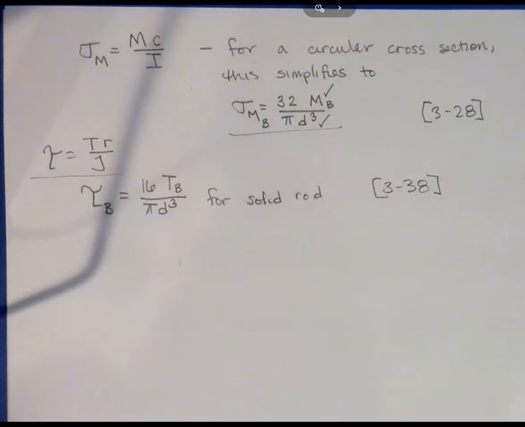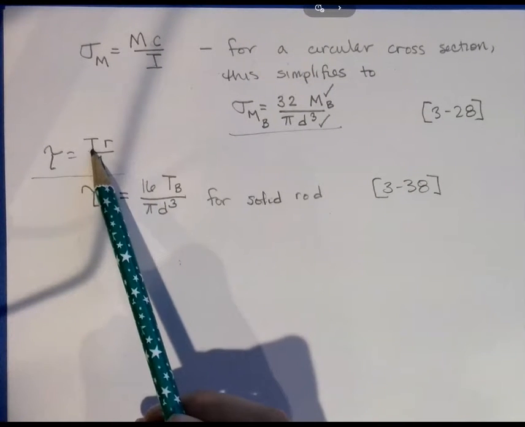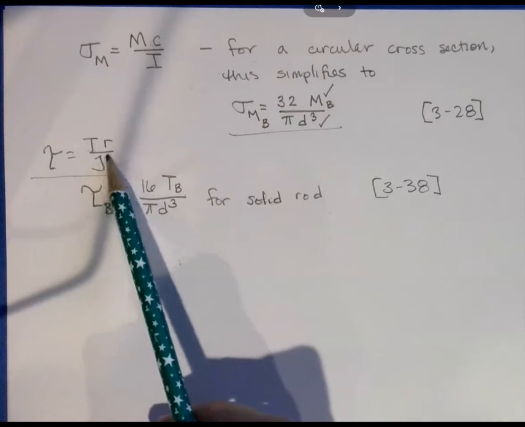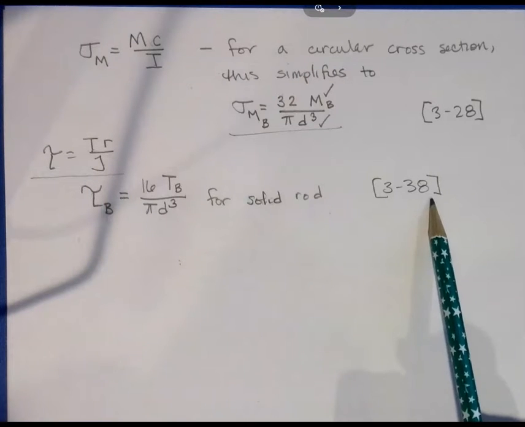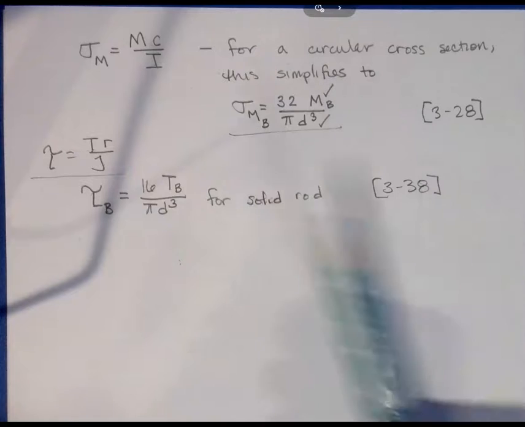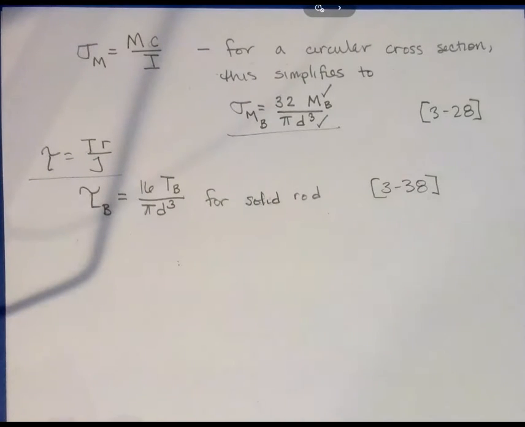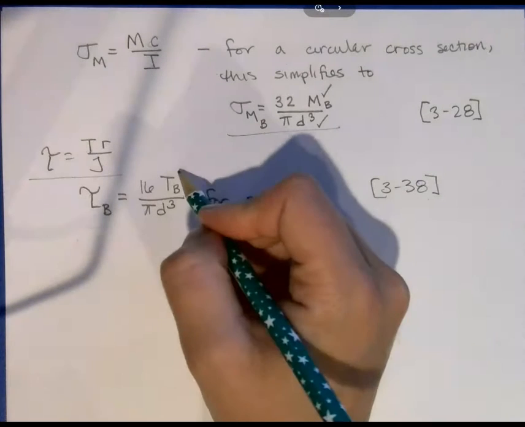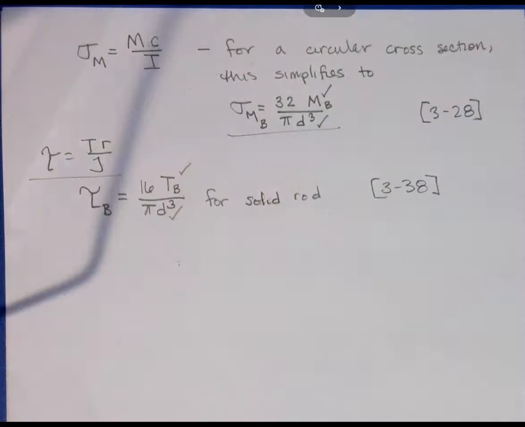So then here, if we look at our torsional stress due to the torque, I have the generic formula that it's the torque times the radius over the polar moment of inertia. And equation 3-38 simplifies this for a solid rod based on the radius being half the diameter and the polar moment of inertia being pi d cubed over 32. And so we now have an expression in terms of the torque at B, which we know, and the diameter of the rod, which we know.